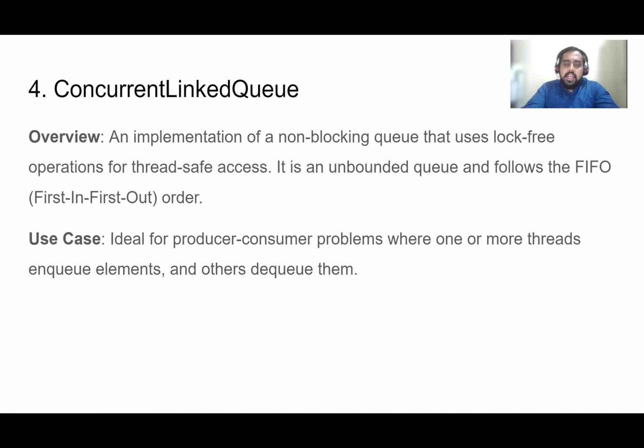Let's see another type, ConcurrentLinkedQueue. It is an implementation of a non-blocking queue that uses lock-free operations for thread-safe access. We have blocking queues and non-blocking queues. This ConcurrentLinkedQueue is a non-blocking queue.